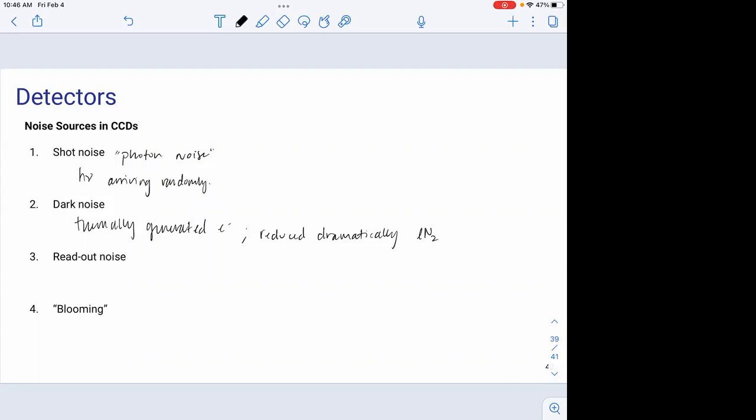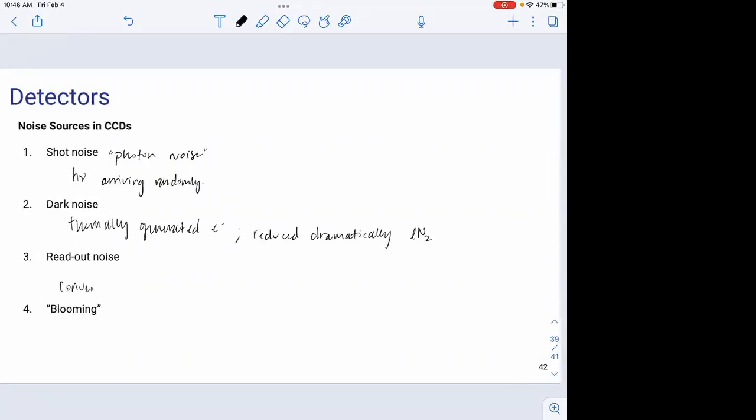The next is readout noise. The conversion of electron to voltage induces noise. So the registered readout on the side of that detector, you could induce some noise. So this is where we have noise in the conversion of electrons to voltage.